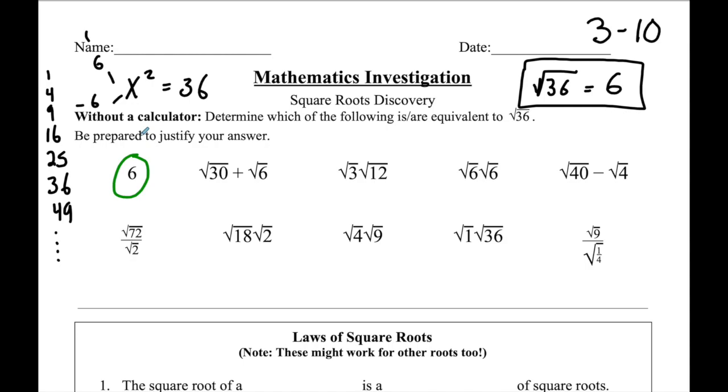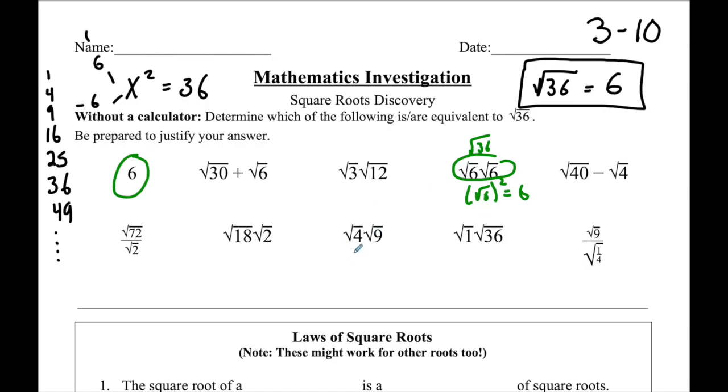So we have 1. What other ones do we have? Well, are any of these equivalent to 6? Well, look at this here. This is the square root of 6 squared, and that is equal to 6. So this is also the square root of 36. Okay, and notice that the 6 times the 6 is equal to 36, so it appears these are equal.